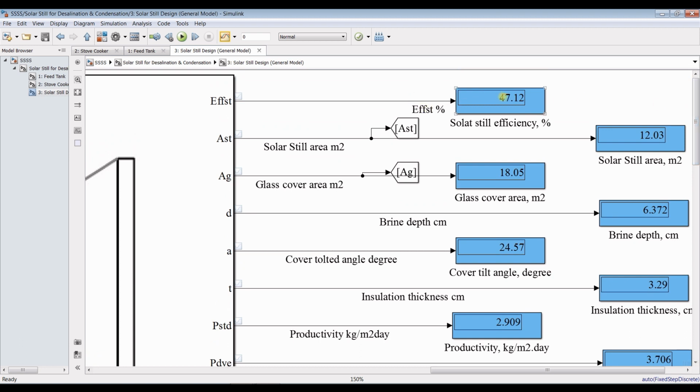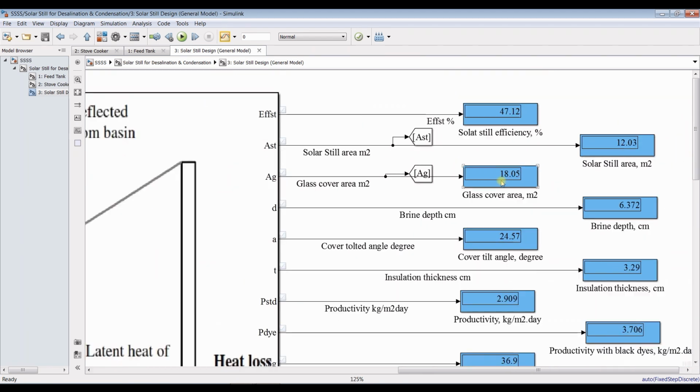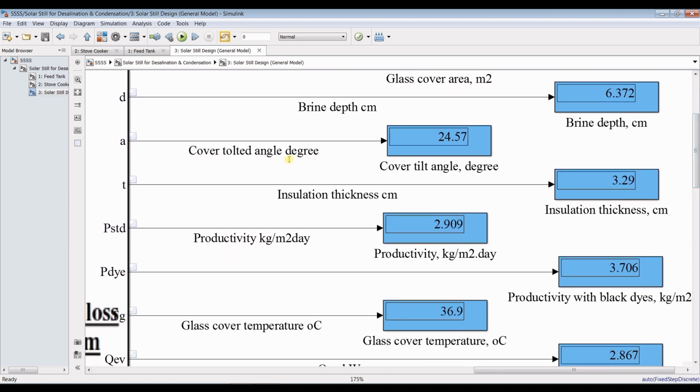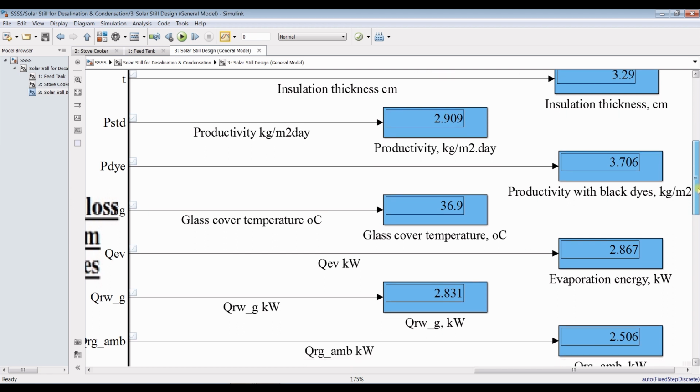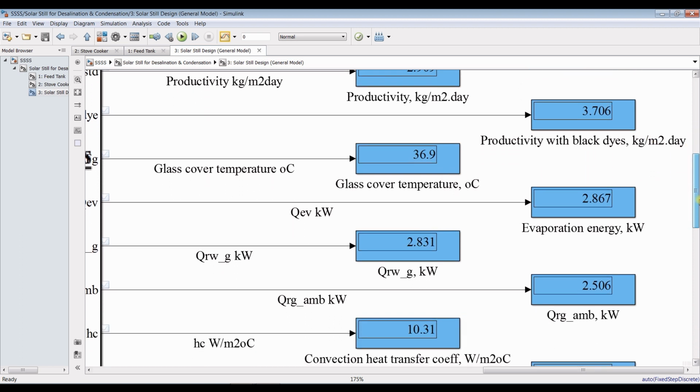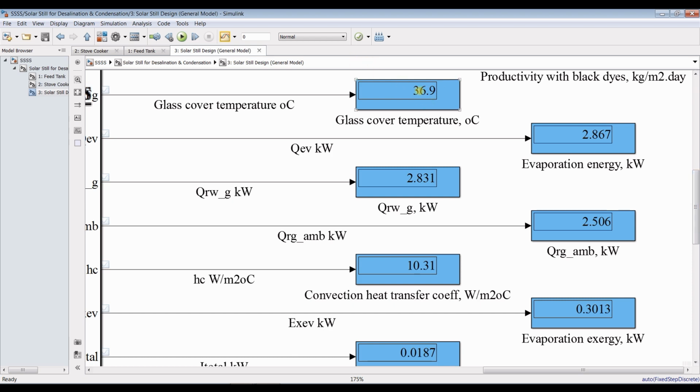Our solar cell efficiency should be around 47%, and for the solar cell area, with 35 liters per day, we are going to use around 12 square meters. For the glass cover, this is the area of the glass cover, this is the brine depth inside the solar still, and this is the tilt angle. It's around 24. Insulation thickness in centimeters. This is productivity in kilograms per square meter per day, and this productivity was with black dye. If you added the black dye, glass cover temperature is around 36.